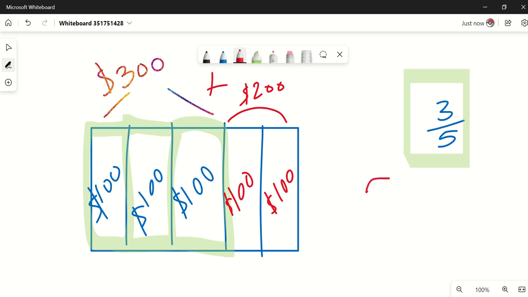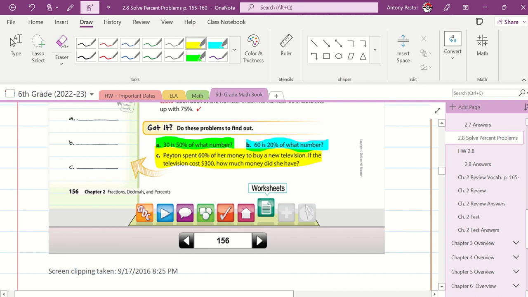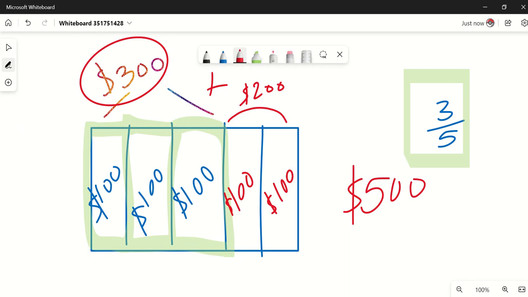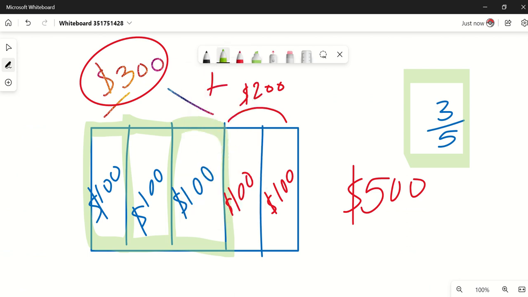Add these together, she had $500 total. She spent 60% of her total money, which is $300, on a new TV. So, going back to the question, if the television cost $300, how much money did she have? She had $500. Now, if the question went further and said how much money does she now have, if she had $500, she spent $300 of it, she only has $200 left.